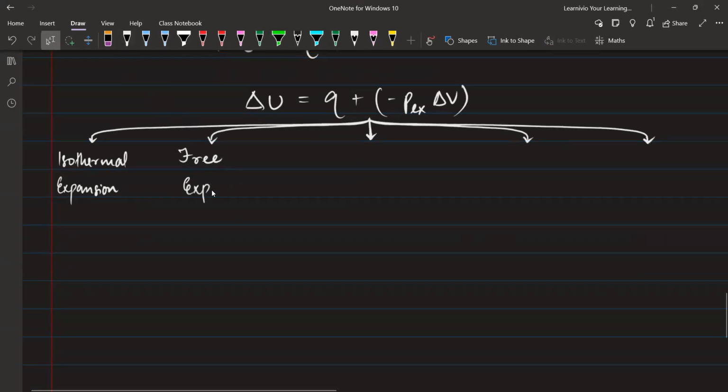Free expansion, isochoric process, adiabatic process, and isobaric process.